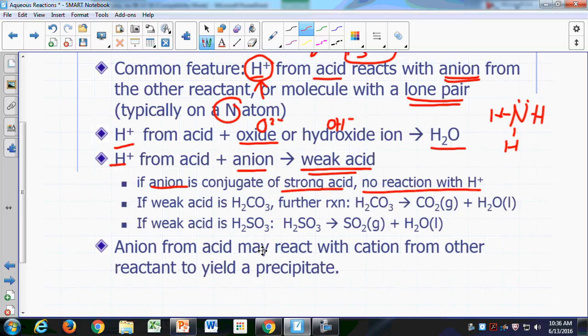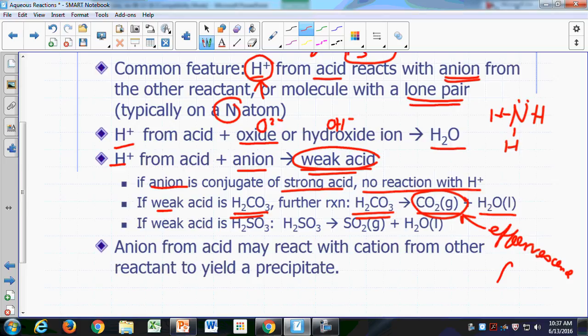Now, if that weak acid that you're making happens to be carbonic acid, H2CO3, you may observe further reaction. The carbonic acid decomposes to carbon dioxide gas and liquid water. So this carbon dioxide gas, you'll observe as an effervescence. It will bubble out of your solution, because if you get a lot of it, carbon dioxide has a limited solubility in water. So you see this effervescence, which in layman's terms you might call a fizz.